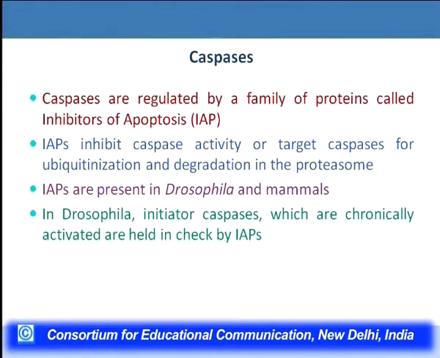These caspases can also be regulated in the organism by a set of proteins termed IAP proteins, or inhibitors of apoptosis. IAPs inhibit caspase activity or they target these caspases for ubiquitination and degradation in the proteasome. So they can either inhibit the activity of caspases or cause them to get degraded. These IAPs are present both in Drosophila and mammals. In Drosophila they are very active, because initiator caspases, which are almost chronically active in Drosophila, have to be kept in check, and this check is done by IAPs, or inhibitors of apoptosis proteins.